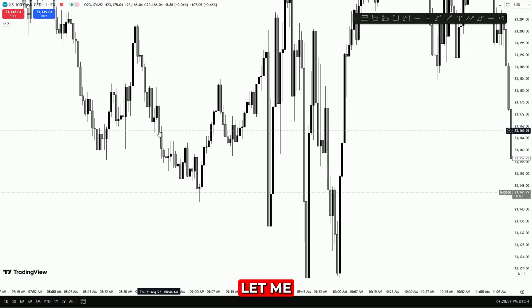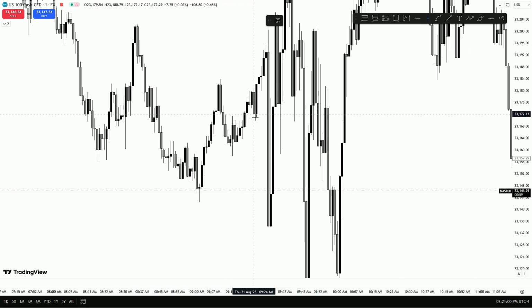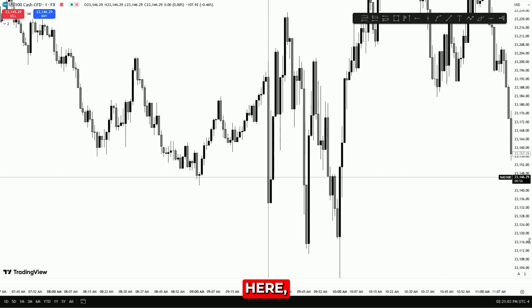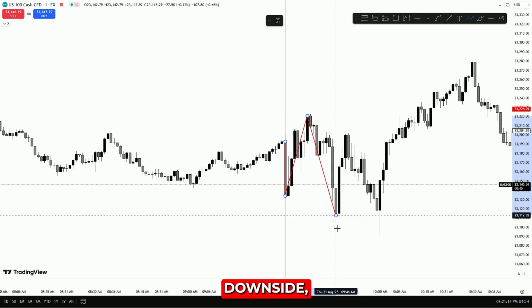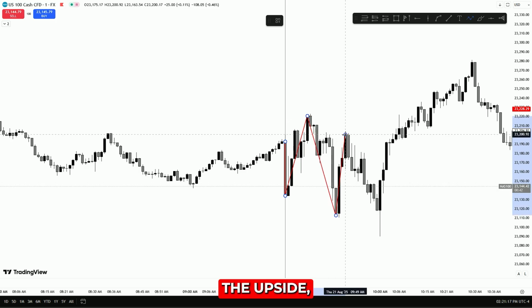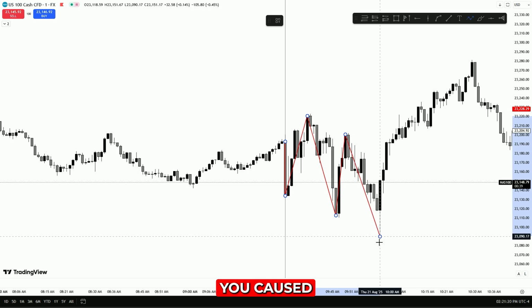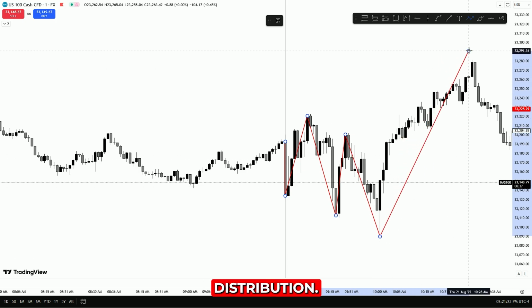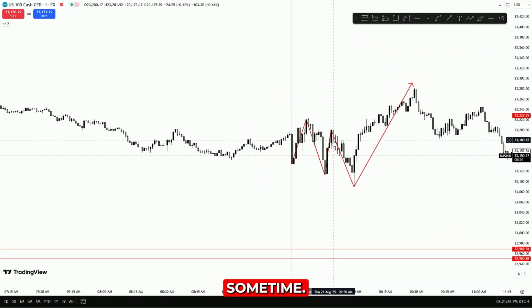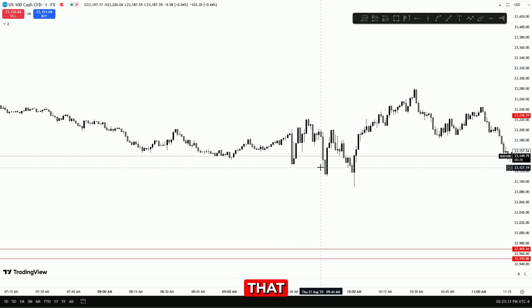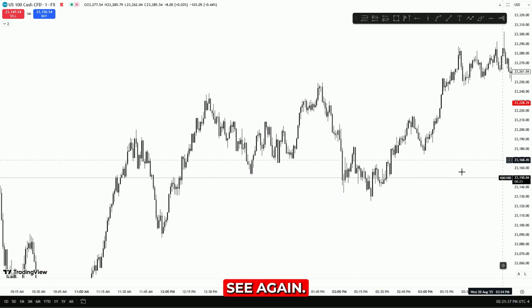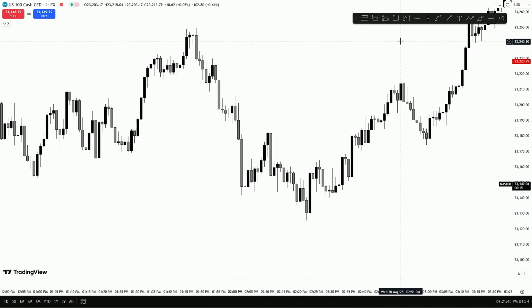When you got the 9:30 open, let me just quickly mark that. So yep, as you can see here, you got the manipulation. Again, you got the manipulation over here. Again, this is a whole manipulation. First you manipulated downside, then you manipulated upside, then you again manipulated downside, then you again manipulated toward the upside, and then you caused the accumulation again, and then you caused the distribution. Now this is what happens sometimes. All right, so you have to be careful. You have to work on how to identify the manipulation. Like over here you can see again, yep, so that is the main thing.